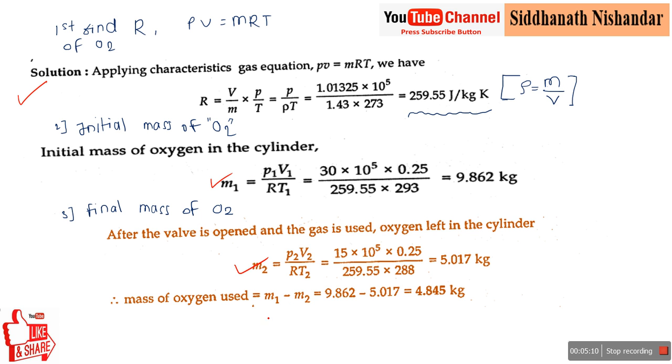Okay, so the mass of oxygen used, initial mass minus final mass, we can get is around 4.84 kg. This is a very good example of our application.